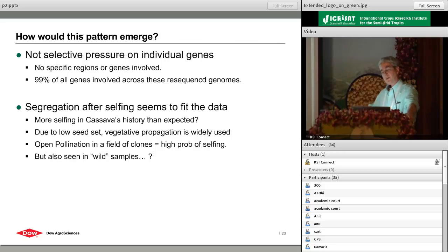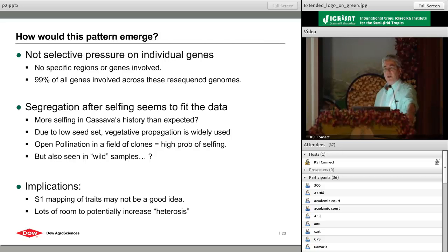And so we believe that's what's happened in the history of cassava quite a lot, that we have quite a bit of selfing. But what we don't really understand is why these wild species would also show the same blocks of homozygosity. So that's pretty new data. It's about a week old. So we haven't really gone in and delved into what might be behind that. But it does have some implications.